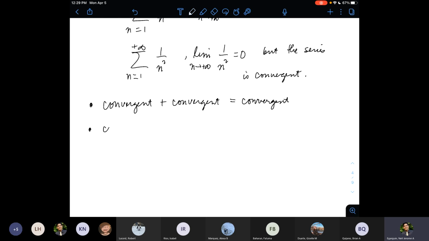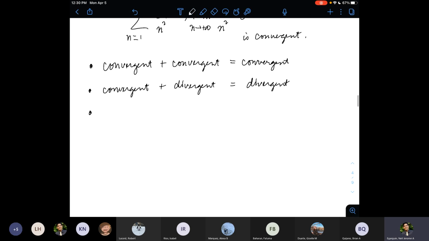On the other hand, if you have a convergent series plus a divergent series, then the sum would be divergent. So here you get a finite answer. Here you don't get a finite answer. So if you take their sum, it won't be finite. Okay, so that's why it's divergent. But if it's a divergent series plus another divergent series, no conclusions can be made. All right.